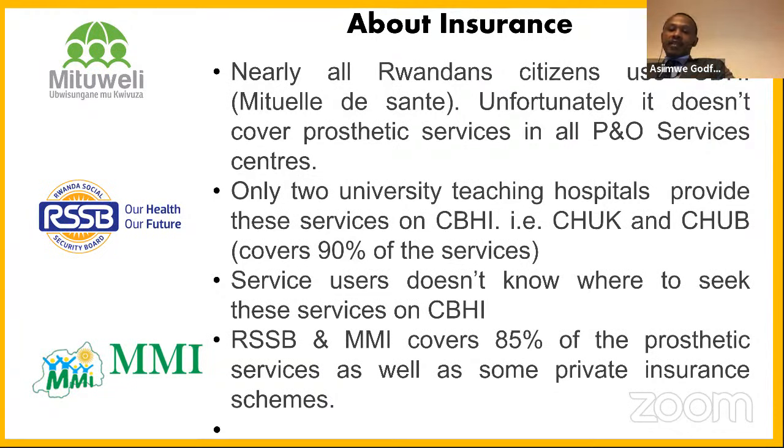So another insurance is the one for most of the government workers, civil servants. It's RSSB. It covers 85% of the service, and the service user pays 15%. Another insurance is the military medical insurance.